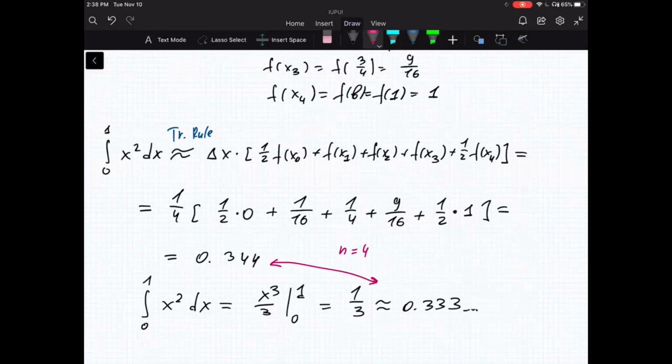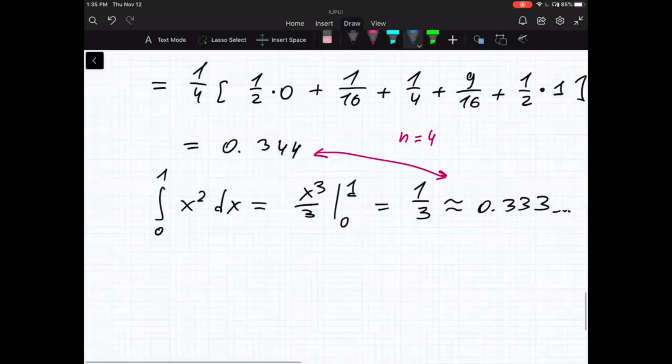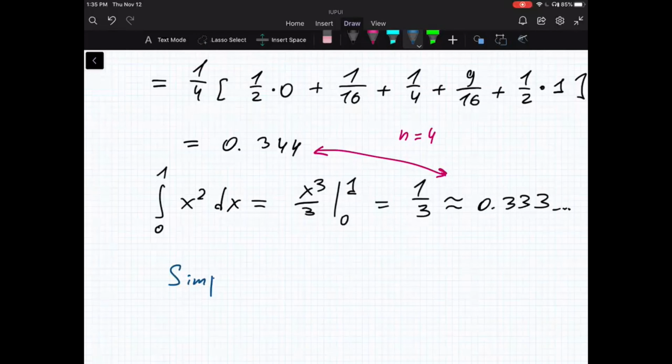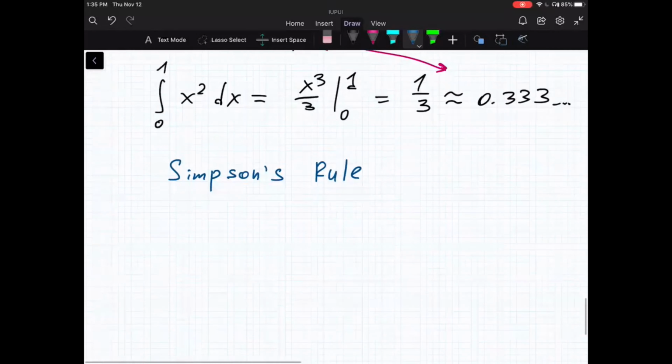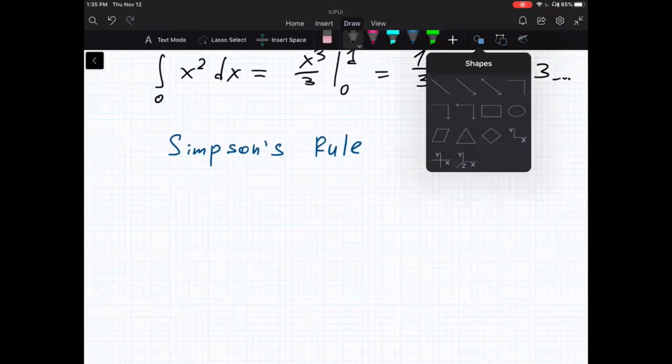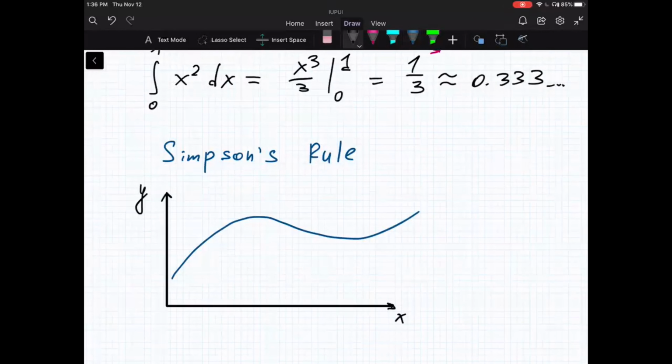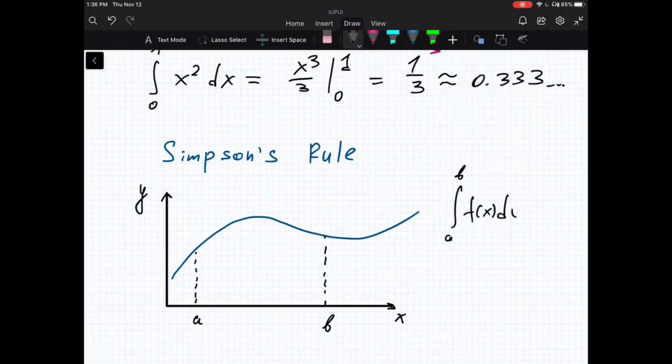But of course, if you consider n equals 400, then your approximation will be much better. But for us, it's enough. Another rule of numerical integration is called Simpson's rule. So the idea is the following. You still have some function, and say you're interested in the integral from a to b. This is your integral that you're interested in.